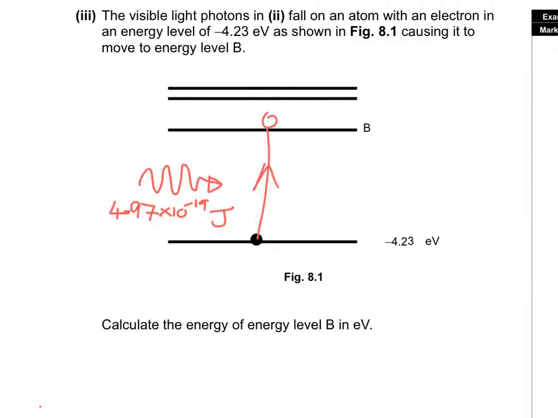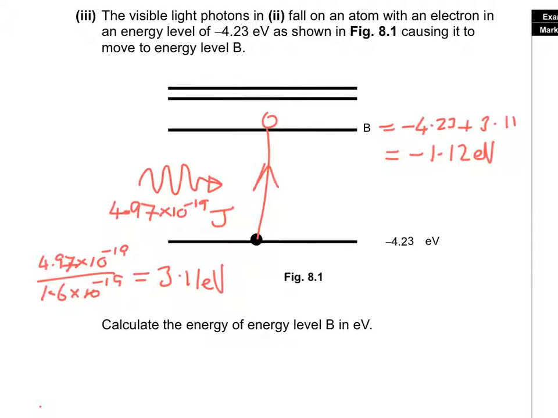Now the problem is they're in different units here, so we need to convert this into electron volts and then add it to this to figure out what the electron volts are here. So to convert to electron volts, we need to take our 4.97 times 10 to the minus 19 and divide by the electron charge to get it into eV. So the value of the energy at B will be the negative 4.23 eV, with this 3.11 eV added to it. And for that I get a value of 1.12 electron volts for the energy at level B.